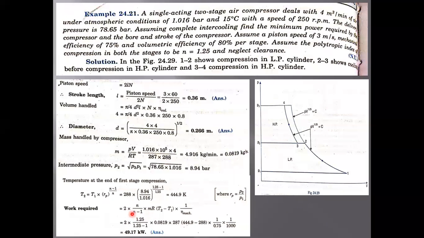Work required for a two-stage compressor, we already know, is 2n by n minus 1 times the rest of the expression. First of all, write this formula. Write all the given data.